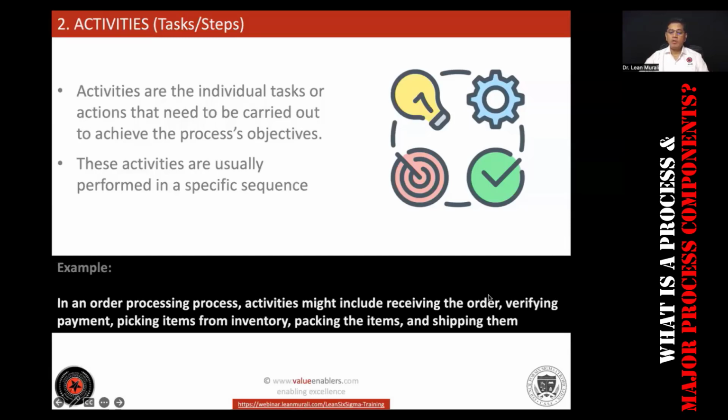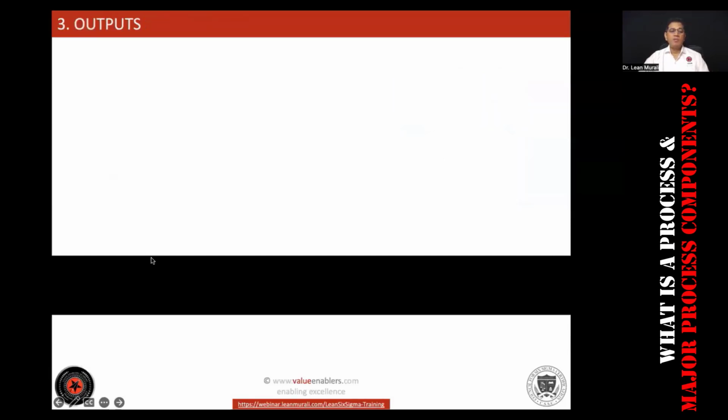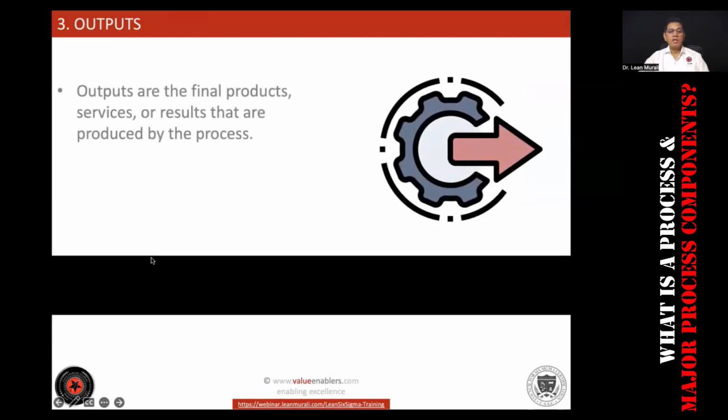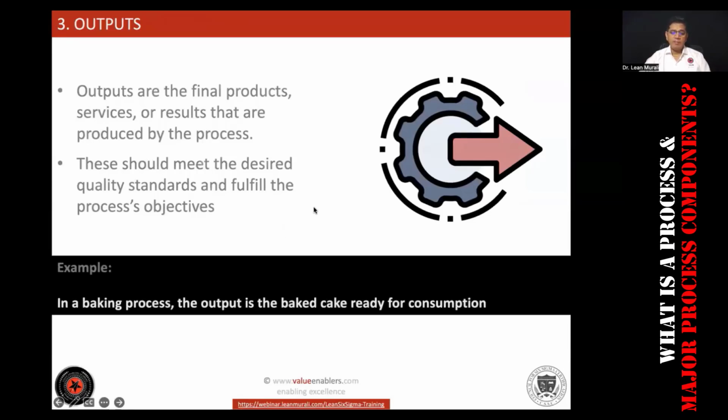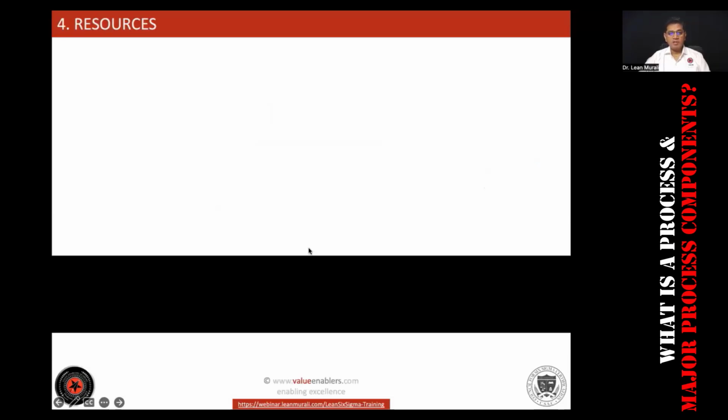Let me go into the third one, which is output. What is an output? Outputs are the final products, services, or results. For example, for pizza the output means a baked pizza, for coffee it means coffee. This output should meet the desired quality standards and fulfill process objectives. Very simple. In a baking process, the output is the baked cake that is ready for consumption. If output is clear, type OC in the chat box.